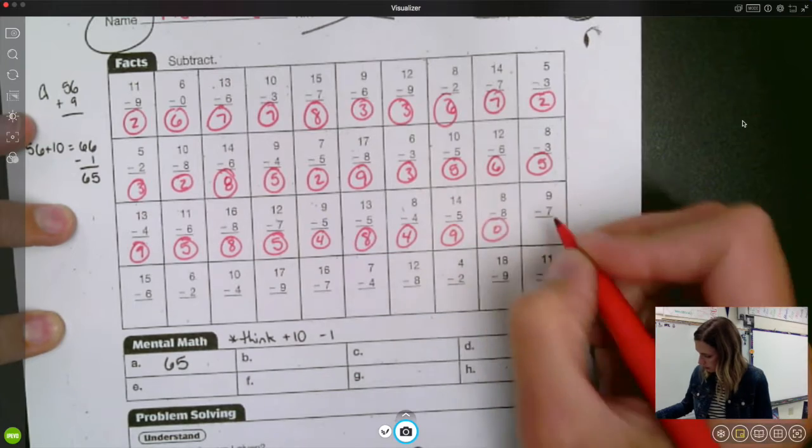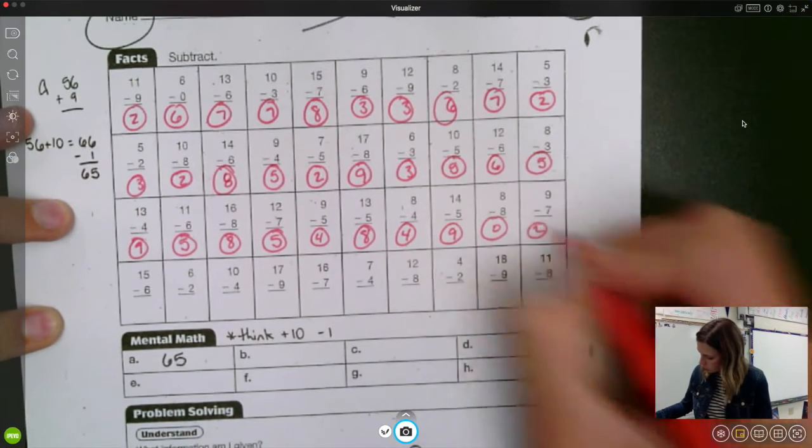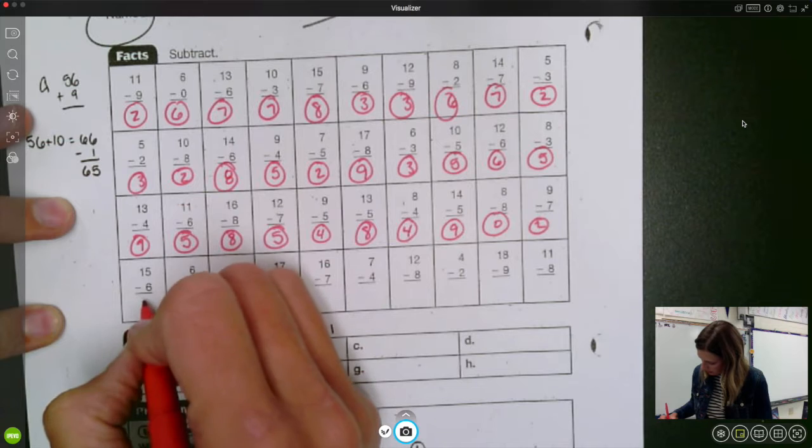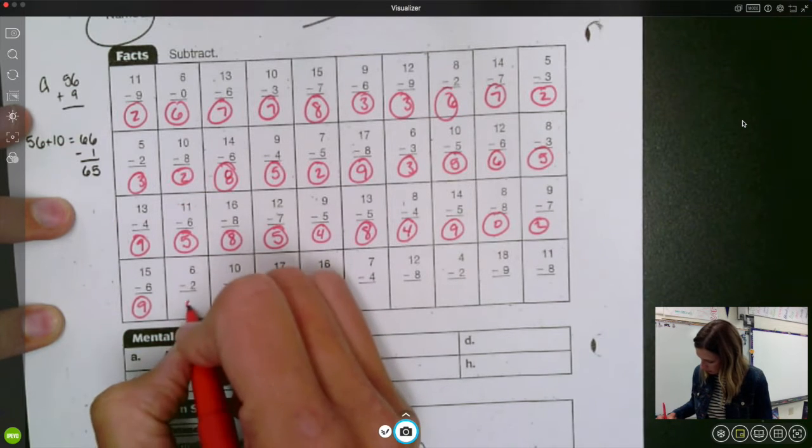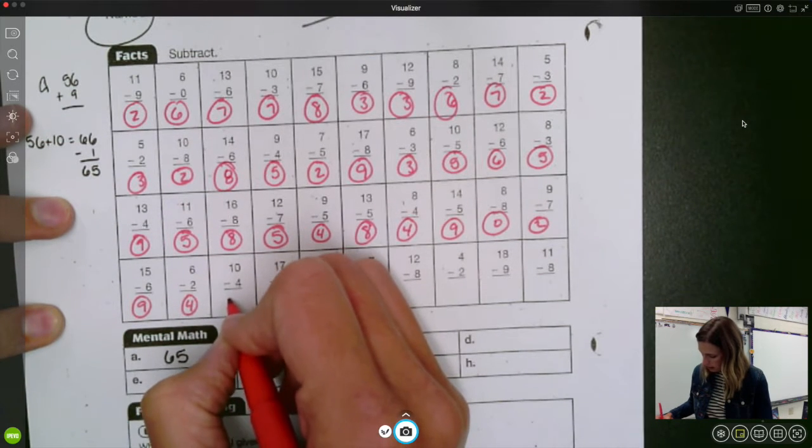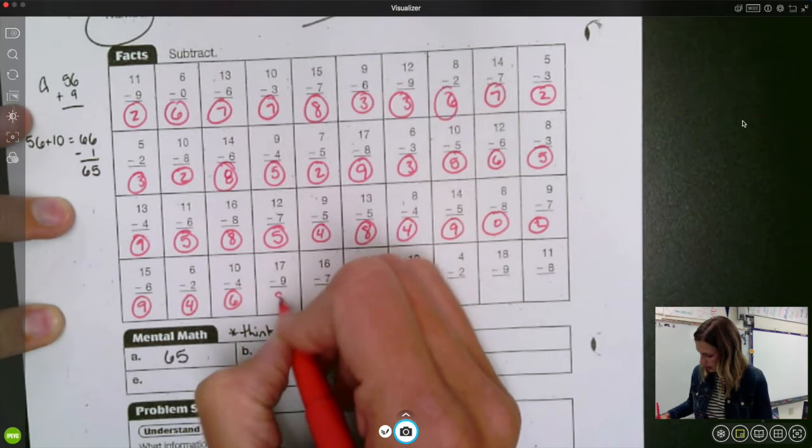8 minus 8 is 0. 9 minus 7 is 2. 15 minus 6 is 9. 6 minus 2 is 4. 10 minus 4 is 6. 17 minus 9 is 8.